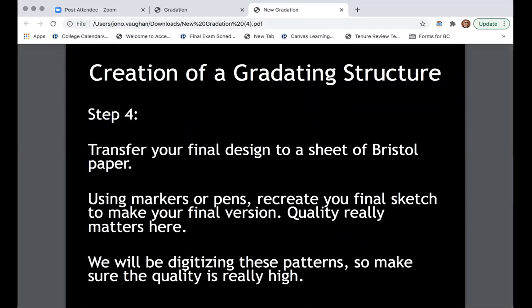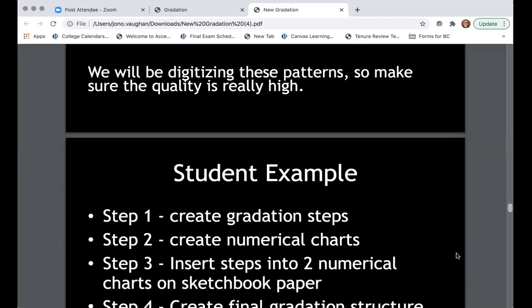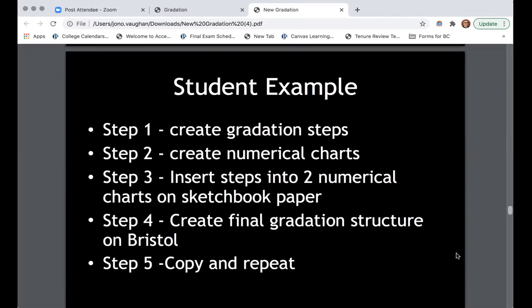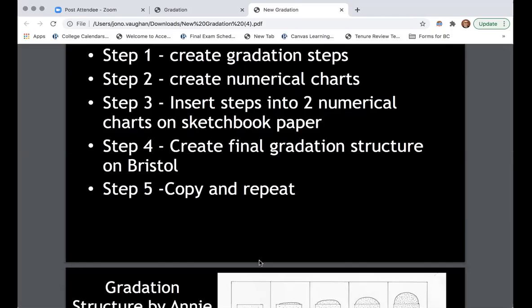Once you've found the one that you like the most, then you're going to transfer your final design to a sheet of Bristol, and then you're going to use markers and pens to recreate the final. Then we're going to take that and insert it into Photoshop and create a repeating structure that's 11 inches by 17 inches. So step 1 is the creation of your steps. Step 2 is your numerical chart. Step 3 is inserting the steps into the numerical charts. Step 4 is the final gradation structure on Bristol, and then we're going to copy that and repeat.